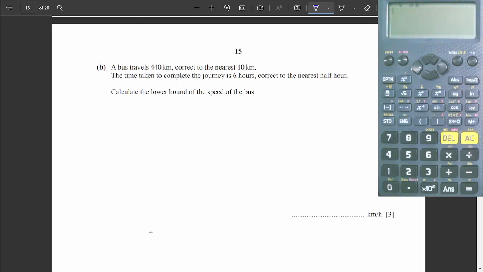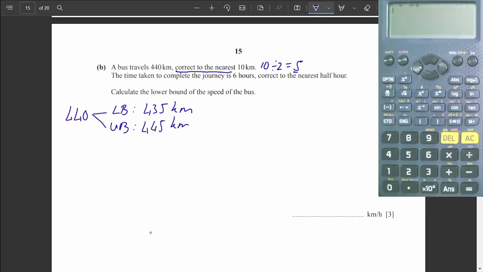Question 8b. The bus travels 440 kilometers, correct to the nearest 10 kilometers. So when you see that, correct to the nearest, you know you're dealing with bounds. First thing you need to do, you take that 10 kilometers and you divide it by 2, you get 5. That is the number we are going to add and subtract from the 440 to get the upper and the lower bound. So first, the lower bound will be 440 minus 5, which is 435 kilometers. So that is the shortest possible distance that the bus travels. The upper bound will be 445 kilometers.